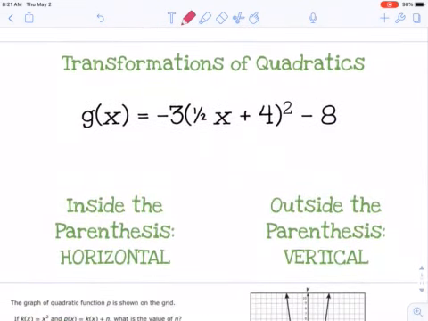Okay, transformations of a quadratic. This was a tough topic for us earlier in the year, but I'm just going to highlight a bunch of transformations in this equation that I've given you, but then remind you that overall, if you can remember these two things, that should help you out immensely.